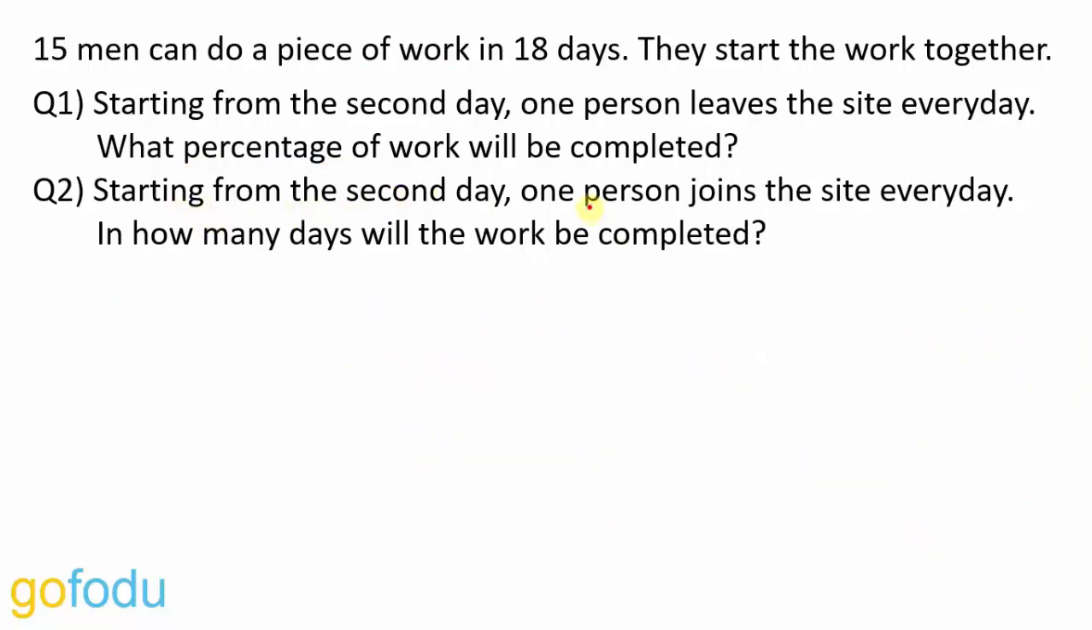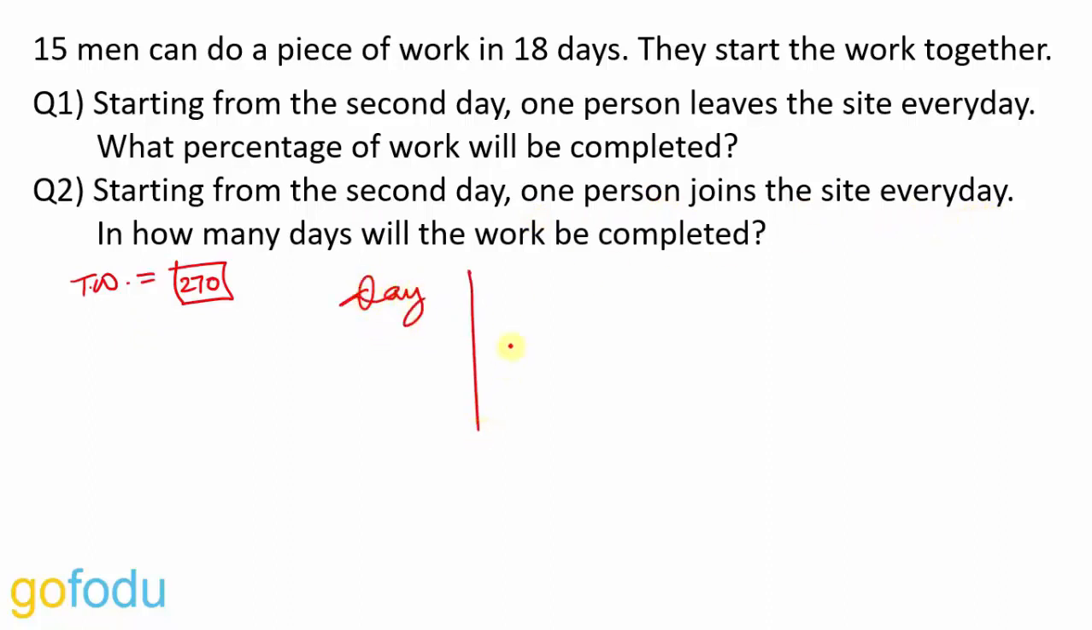Starting from the second day, one person joins the site every day. Okay, a few things are going to remain the same. Total work will be 270 and one man in one day will be doing 1 unit of work. Second day onwards, one person joins the site every day. So now the opposite is happening.